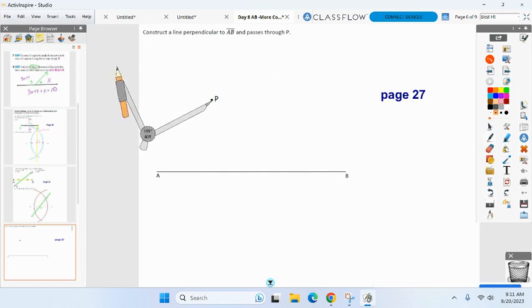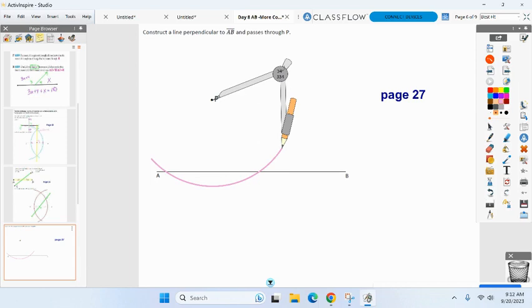And hopefully you don't have difficulty doing this. Put your compass point on P, and I need you to make an arc that intersects AB in 2 spots. So basically, it's going to look like a smile to you guys. I probably need to make that a little wider. Make it look like a smile. Mark each point of intersection with a point for me.